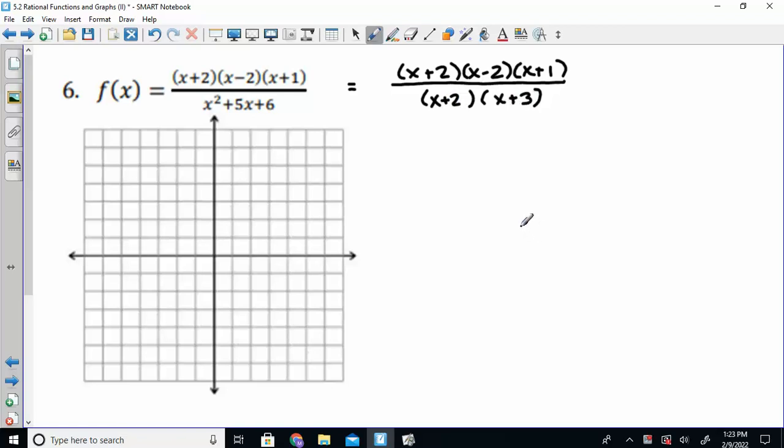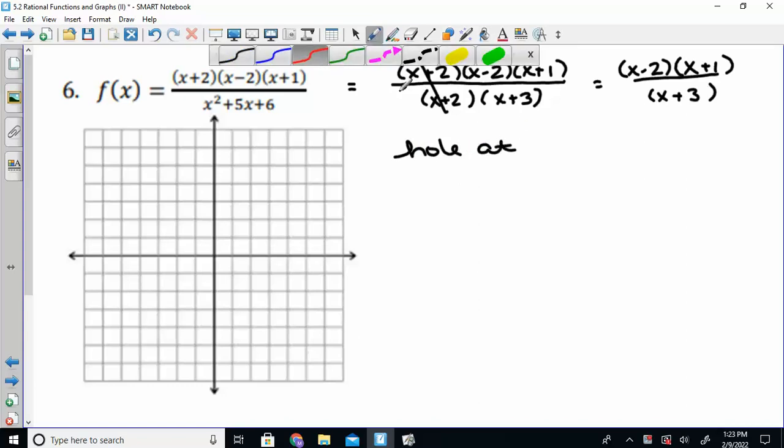Do that, we notice they both have the x plus 2, so we can reduce. When something cancels like that, what does it do? Okay, so to find the x value of the hole, we have to look at what canceled and figure out what makes that equal 0. So that would be -2. And then to get the y, we have to plug -2 into what's left.